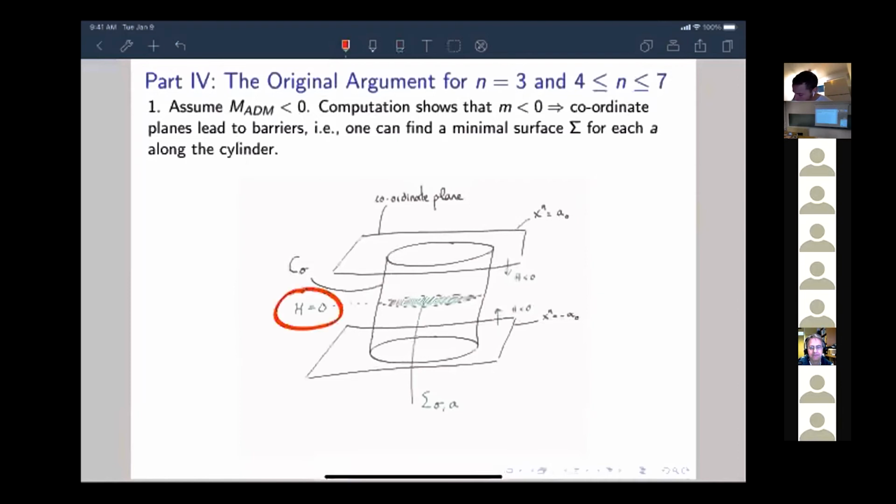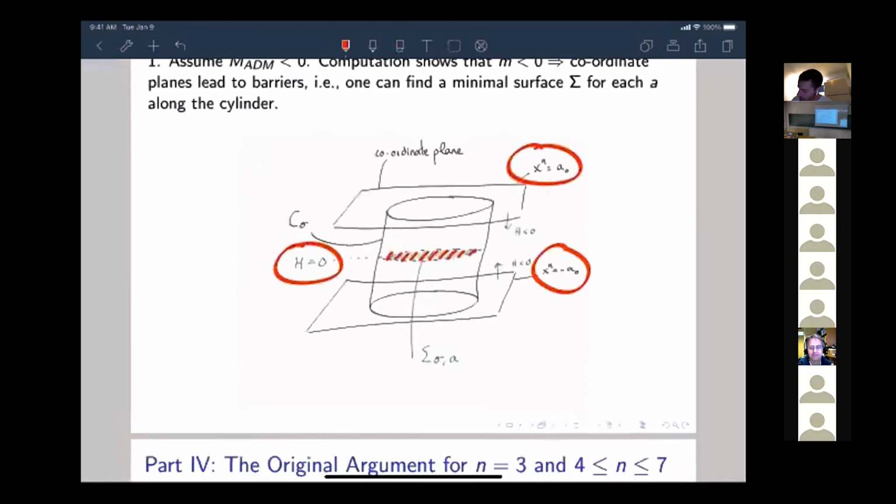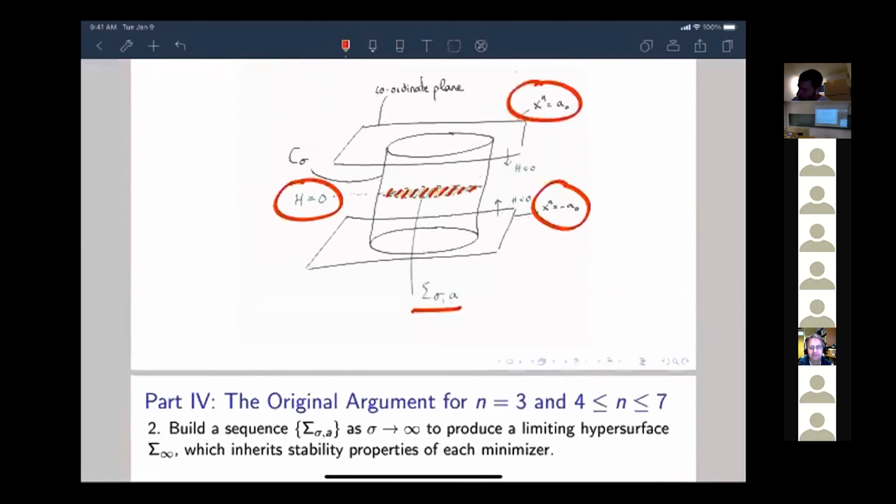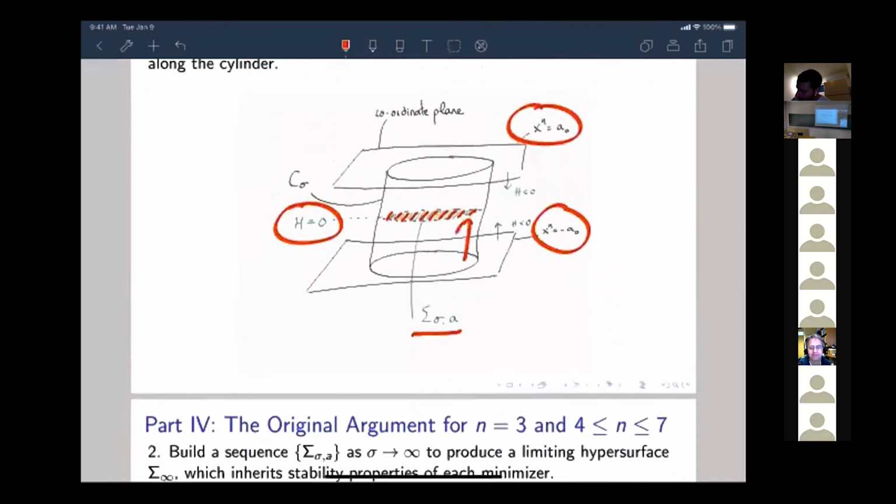H is zero. This is a minimal surface along this tube. And here, this is a coordinate plane. So xn, say, is equal to a zero, and xn here is equal to minus a zero. So that's what you mean by sigma, little sigma a. A is kind of the height along here. That's what you call a. And little sigma is, say, the radius of this guy, right?